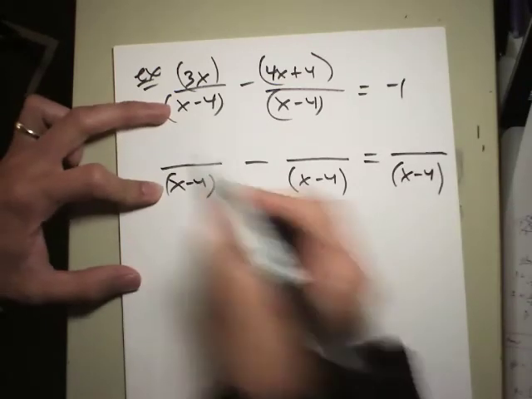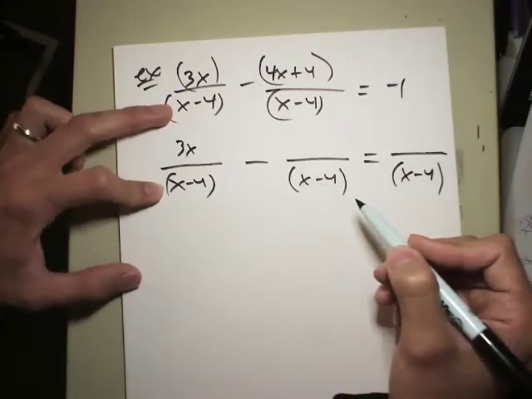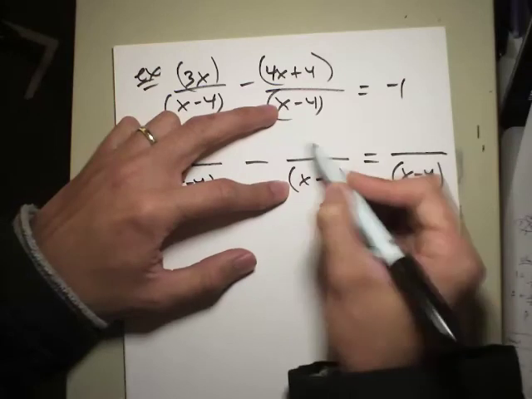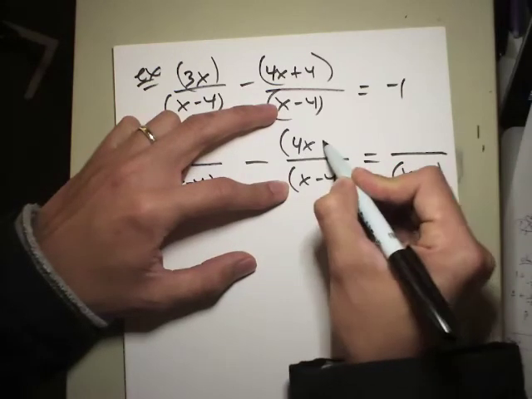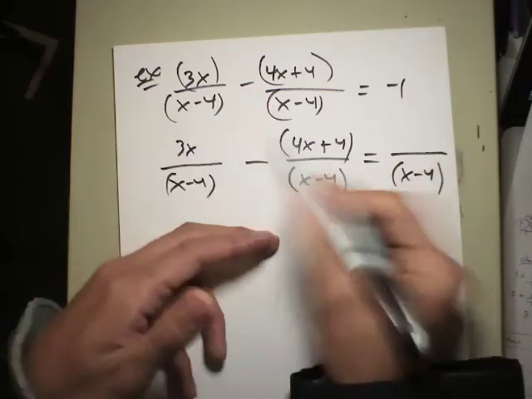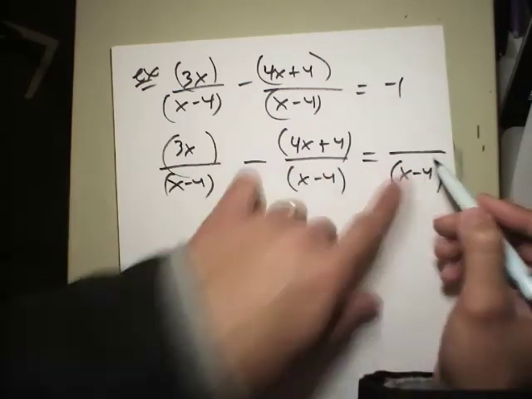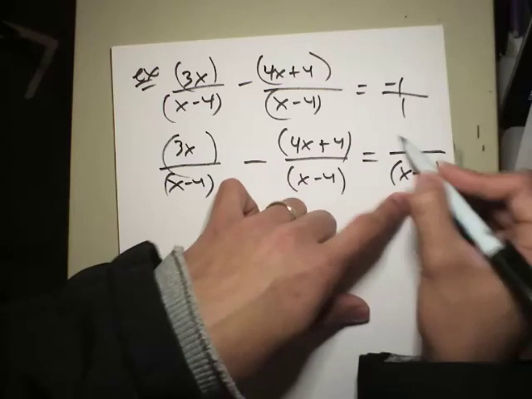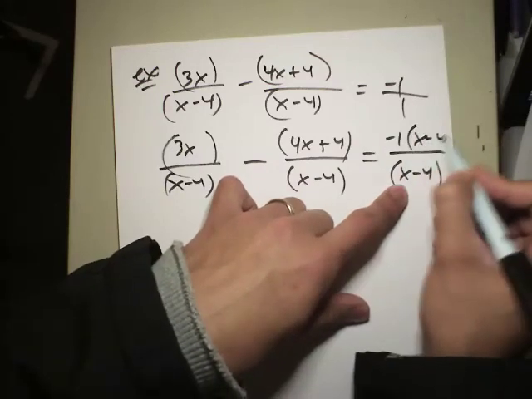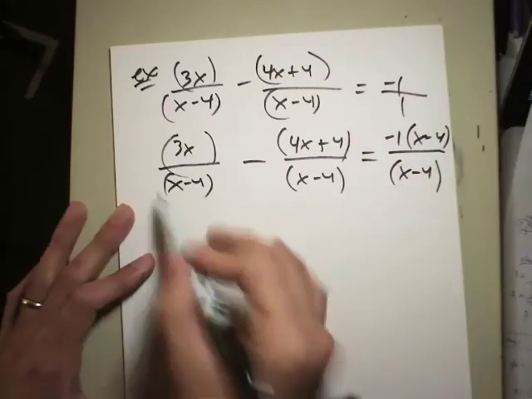So since this is already the same, 3x will remain as is, and this is also the same. I also have 4x plus 4 up here. Don't forget, they're both inside of parentheses. This one, since everything is missing, then I will have to move the x minus 4 out. Okay, now I can cross out the bottom.